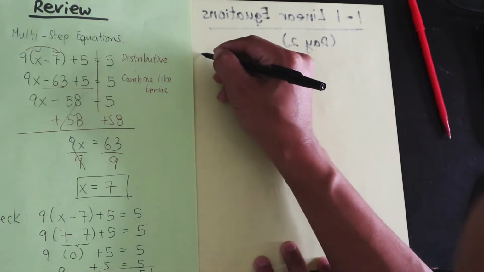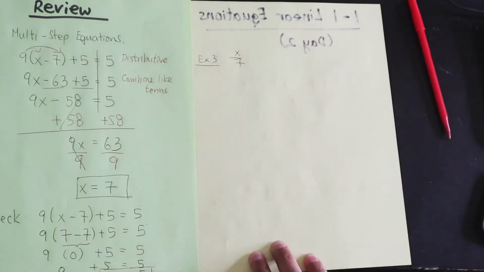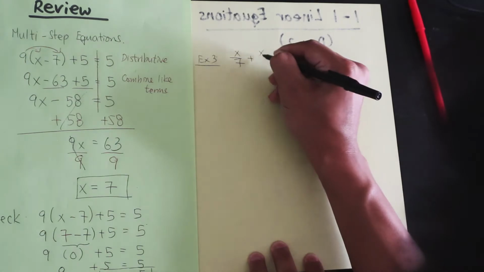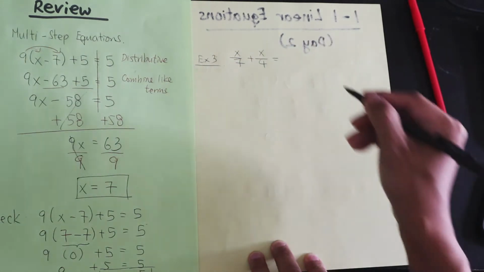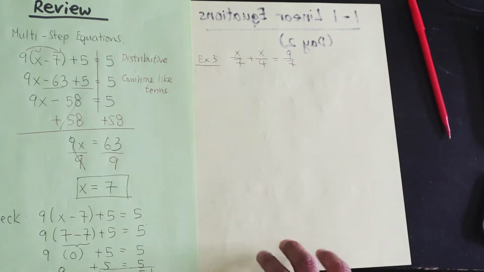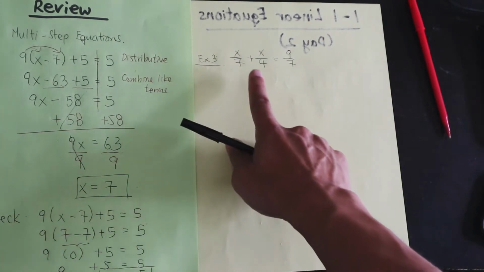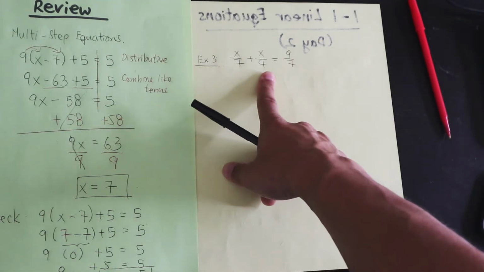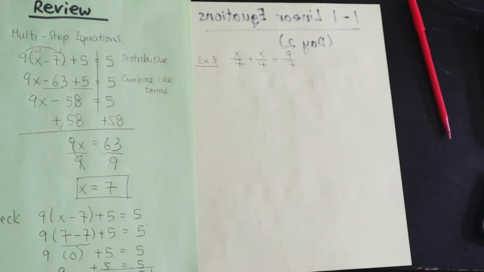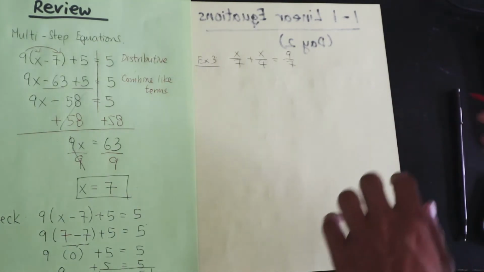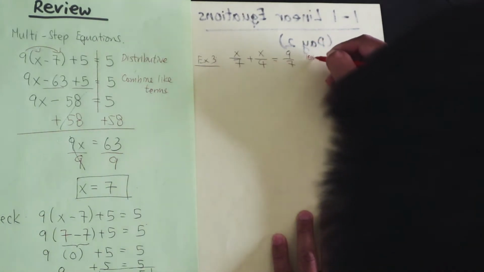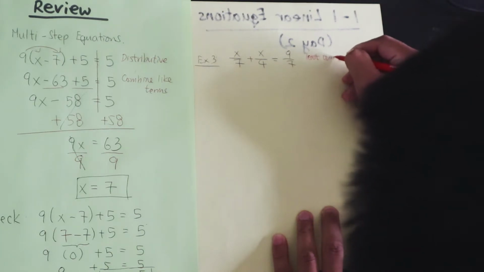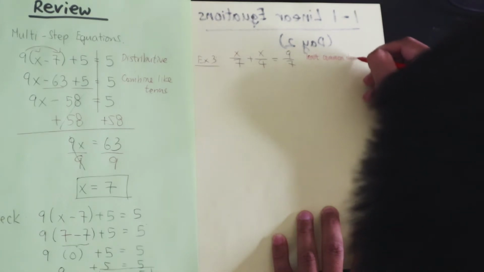So example 3, something like x over 7 plus x over 4 is equal to 9 over 7. You notice that this time we have 3 fractions, x over 7, x over 4, and 9 over 7. Well, same process, you're going to find the least common denominator.